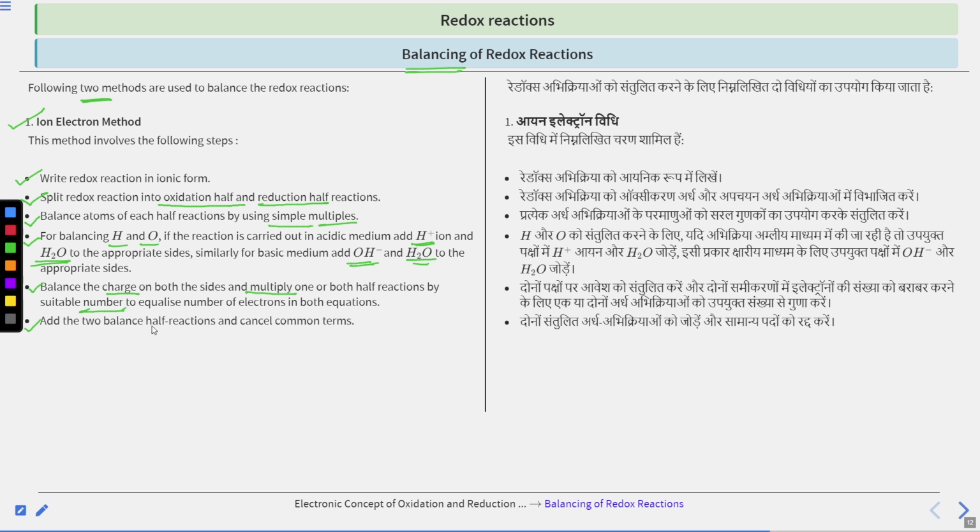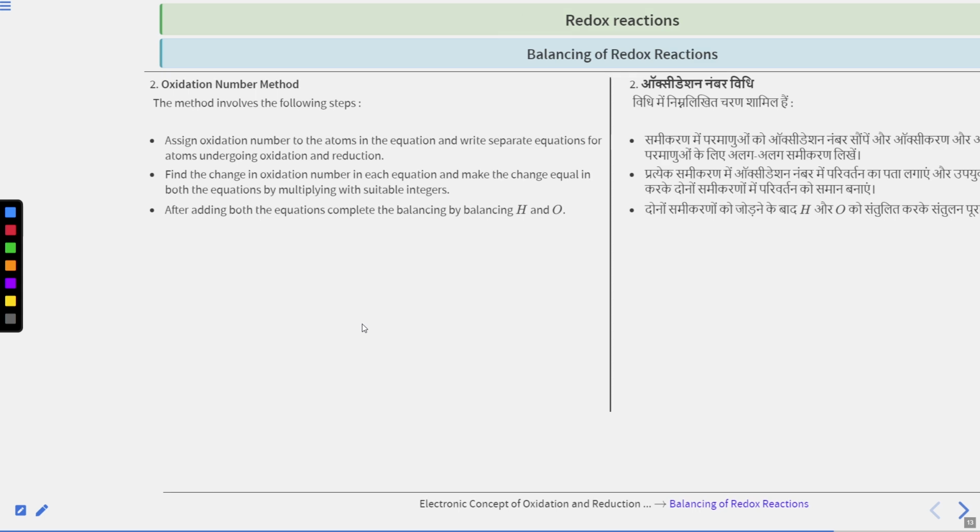Lastly, add the two balanced half reactions. Now we have to add the two half reactions, oxidation and reduction, which are balanced, and cancel the common terms. This is the ion electron method.